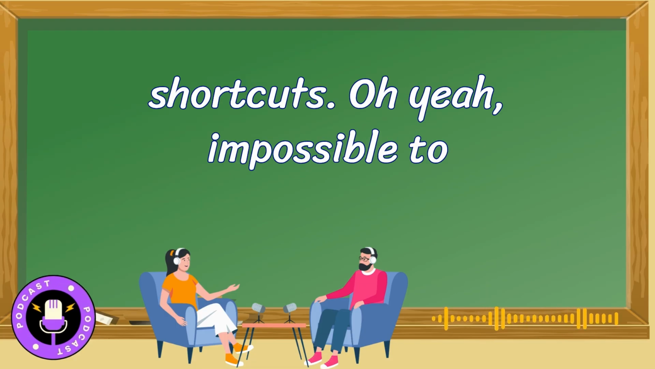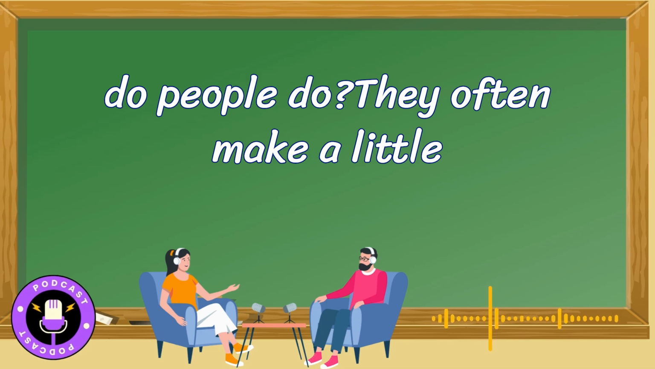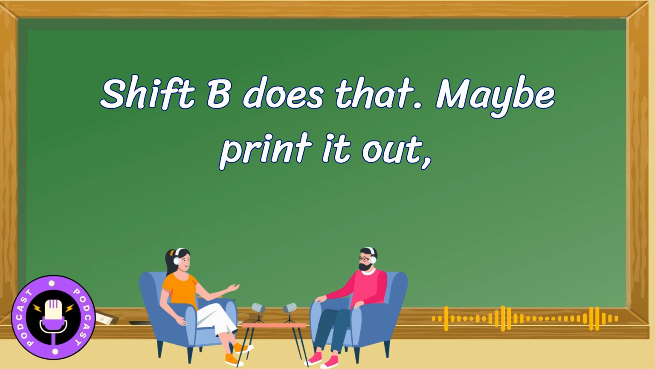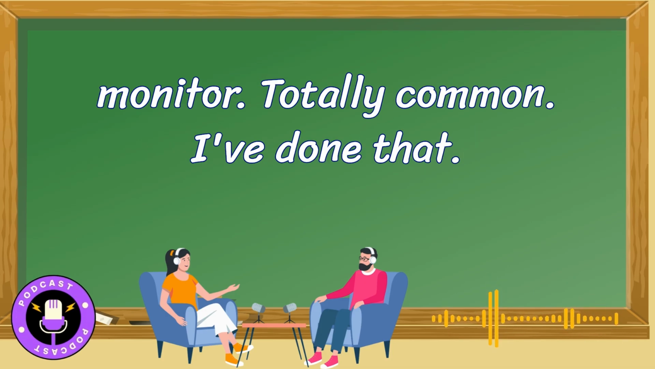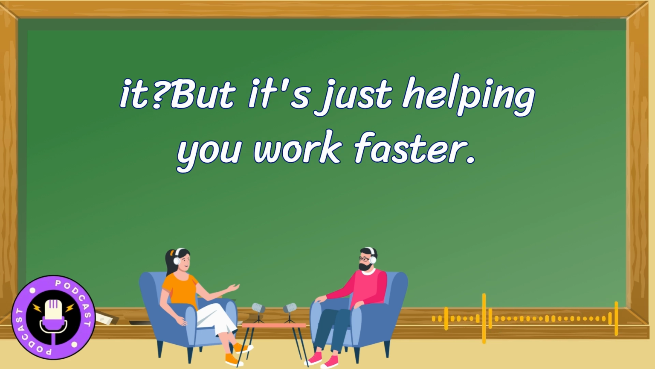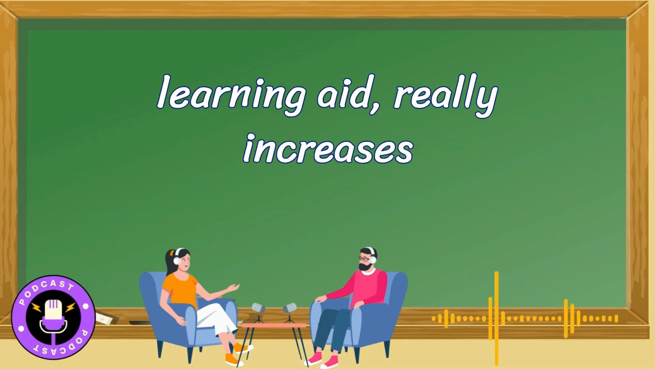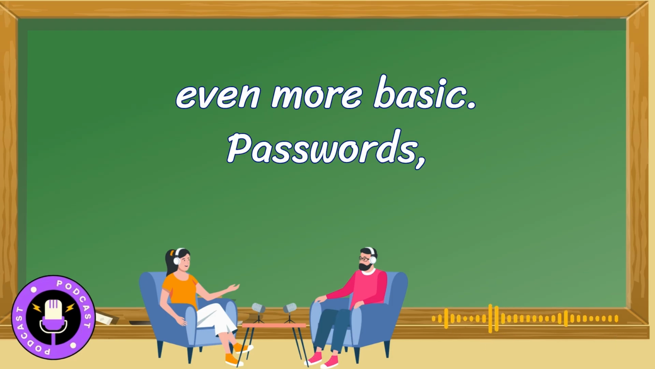Oh, yeah. Impossible to remember them all at first. Right. So what do people do? They often make a little list. Control-Shift-A does this. Control-Shift-B does that. Maybe print it out, stick it next to the keyboard or on the monitor. Totally common. I've done that. Me too. And that's a cheat sheet, isn't it? But it's just helping you work faster, learn the program. No harm done. It's a learning aid, really. Increases efficiency.